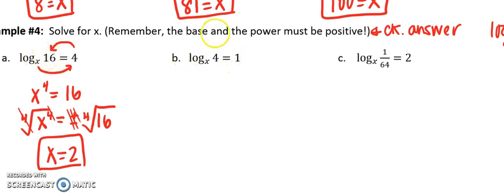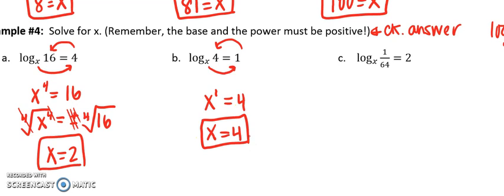Let's go to this one. I can't work this out, so I have to work it out this way. x to the first equals 4. A lot of people miss this problem because it's so easy. x to the first power is just x, right? So straight up, x equals 4. You are done. And this is positive, so you're all good.